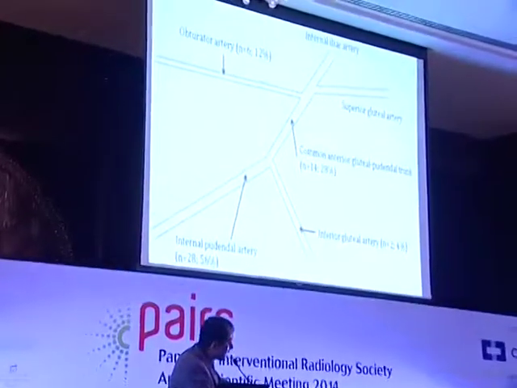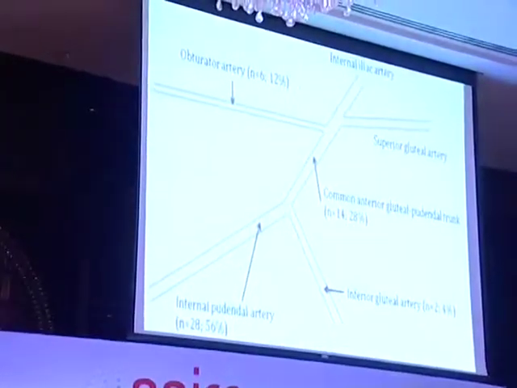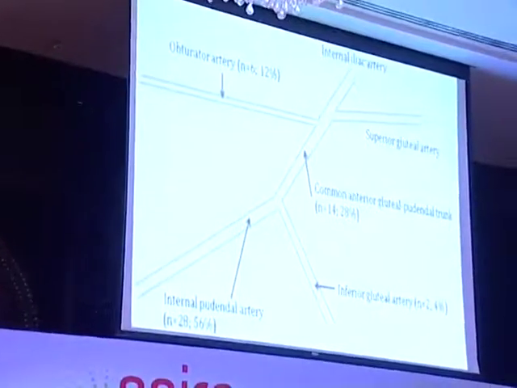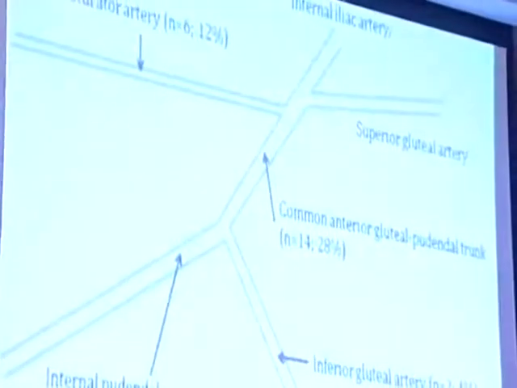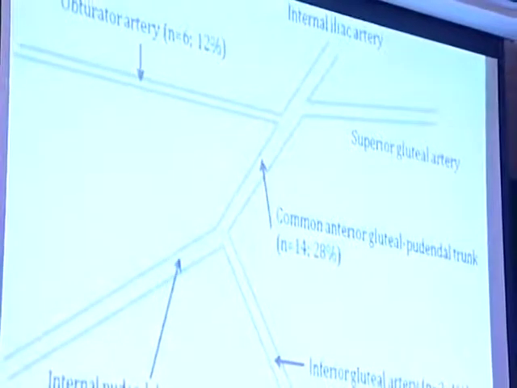The inferior vesical artery, which is the main supply of the prostatic artery, usually comes off from this location. What do we call it? The anterior gluteopudendal trunk.